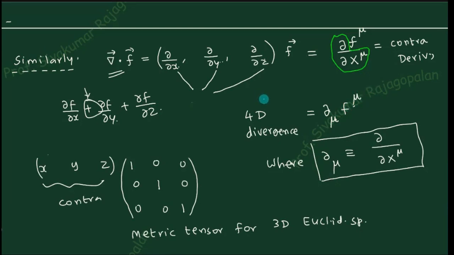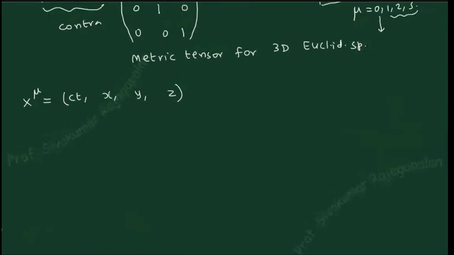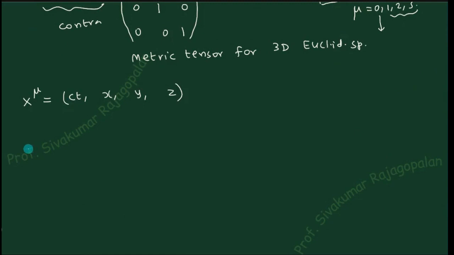Now comes the point. Three parts are okay when you are extending to this. Suppose I say that μ takes the values 0, 1, 2, 3. The 1, 2, 3 part is clear because this is 1, this is 2, this is 3. Now the question is about the zeroth part. So what will be the respective element for the zeroth part? That is what you have to write down. Once you write that, the four-dimensional divergence will be clear. And that is once again easy. So what is the zeroth part? The zeroth part is ct.